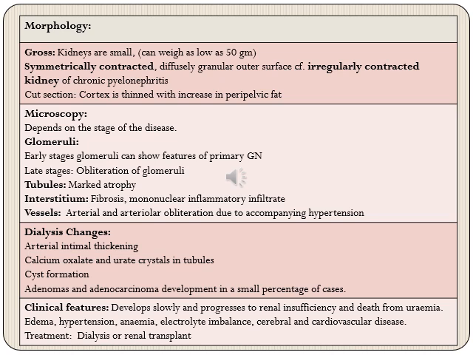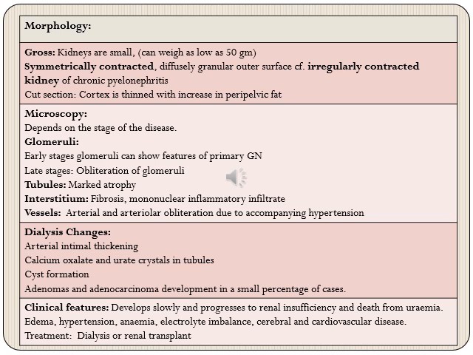On cut section, the cortex will be thinned out with increase in peripelvic fat. Cortex will be thinned out because of loss of sufficient amount of renal tissue. Then coming on to microscopy, it depends upon the stage of the disease. In early stages, glomeruli can show some features which can give you a hint about what was the primary type of glomerulonephritis that has led to this chronic glomerulonephritis, or if it is fairly advanced, then there can be complete obliteration of glomeruli and we cannot differentiate what led to this type of chronic glomerulonephritis.